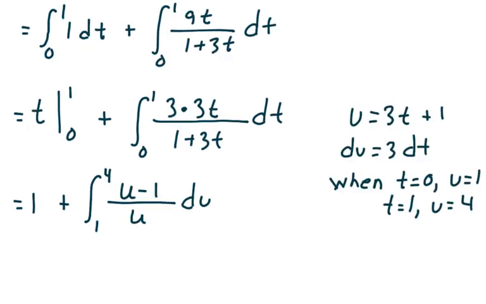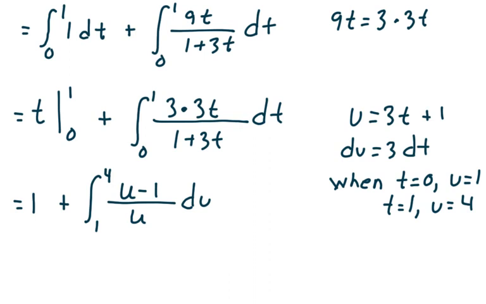So this is the integral from 0 to 1 of 1 dt plus the integral from 0 to 1 of 9t over 1 plus 3t dt. Now, remember, 9t is 3 times 3t. So the integral of 1 dt is t. So I'm going to get t evaluated from 0 to 1 plus the integral from 0 to 1 of 3 times 3t divided by 1 plus 3t dt.